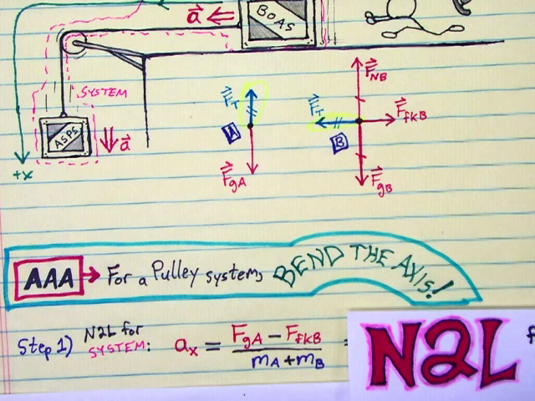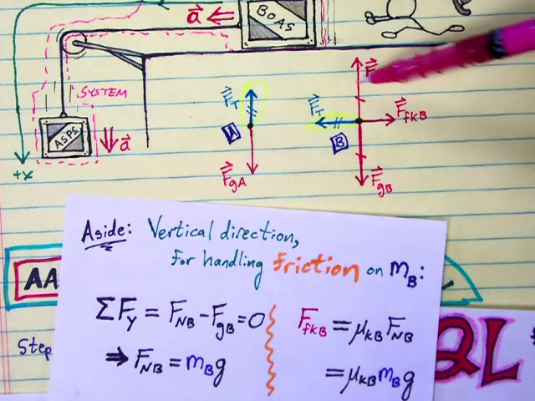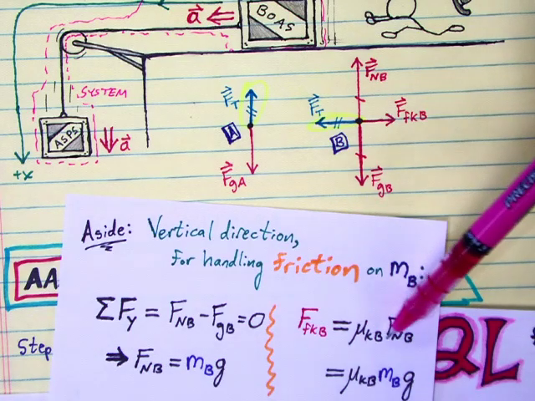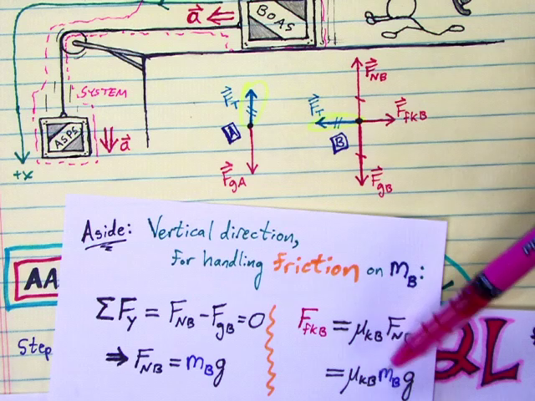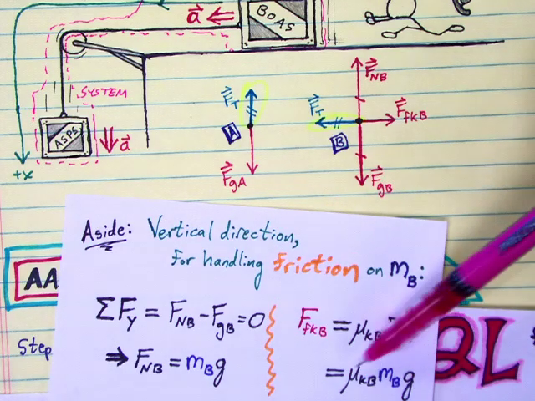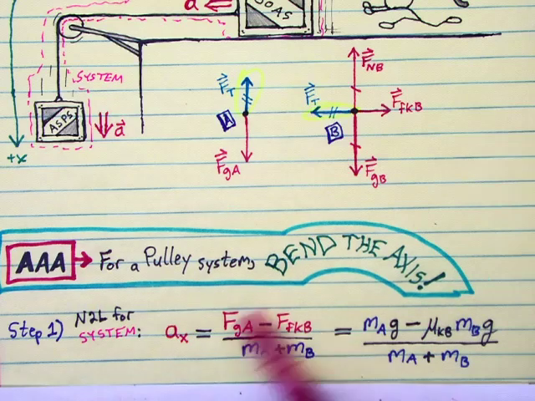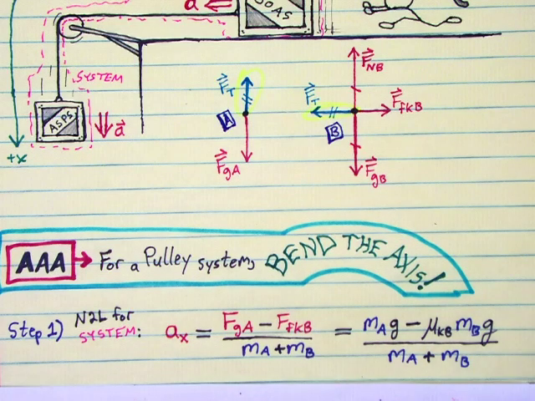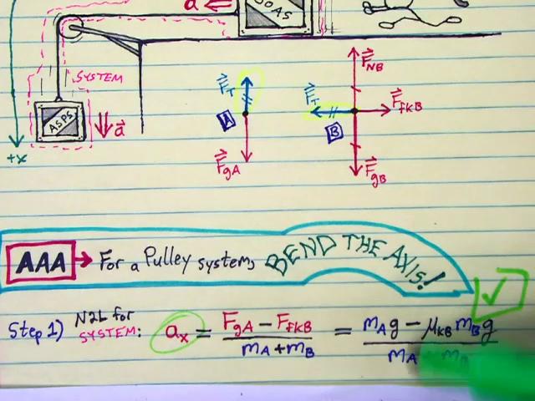As a quick aside for handling our force of kinetic friction on B, let's briefly look at the sum of the vertical forces on mass B. Normal force balances gravity, so we can write the normal force as mBg, and our force of friction is mu_kB times F_NB. So here we've got our expression for the force of kinetic friction on B, and we're going to substitute this in for F_fkB. Making that substitution, this becomes this. We can write that force of gravity like this, and that force of kinetic friction like that. And we see that we have now solved for the acceleration of our system in terms exclusively of the givens.